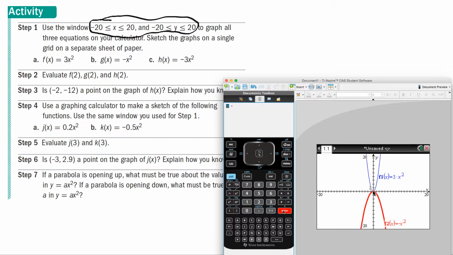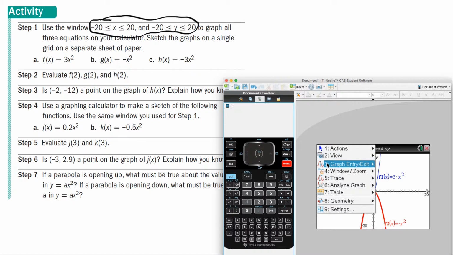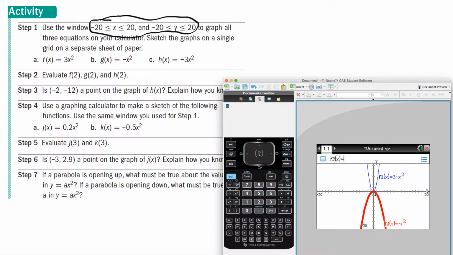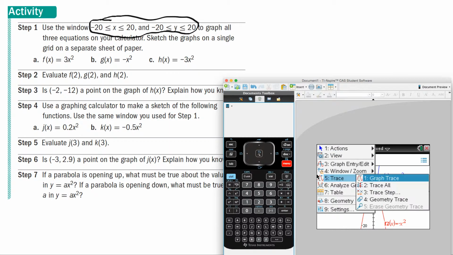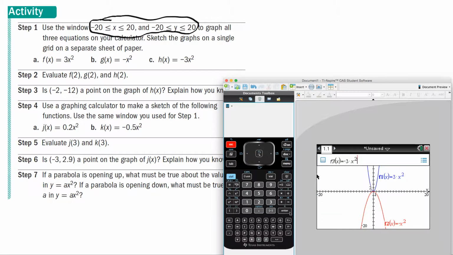And finally we'll do our last one, which is f of 3, and that is a negative 3 times x squared. And we'll get that into our graphing calculator. And we've got it graphed. Okay, so I've got all three graphed in here.